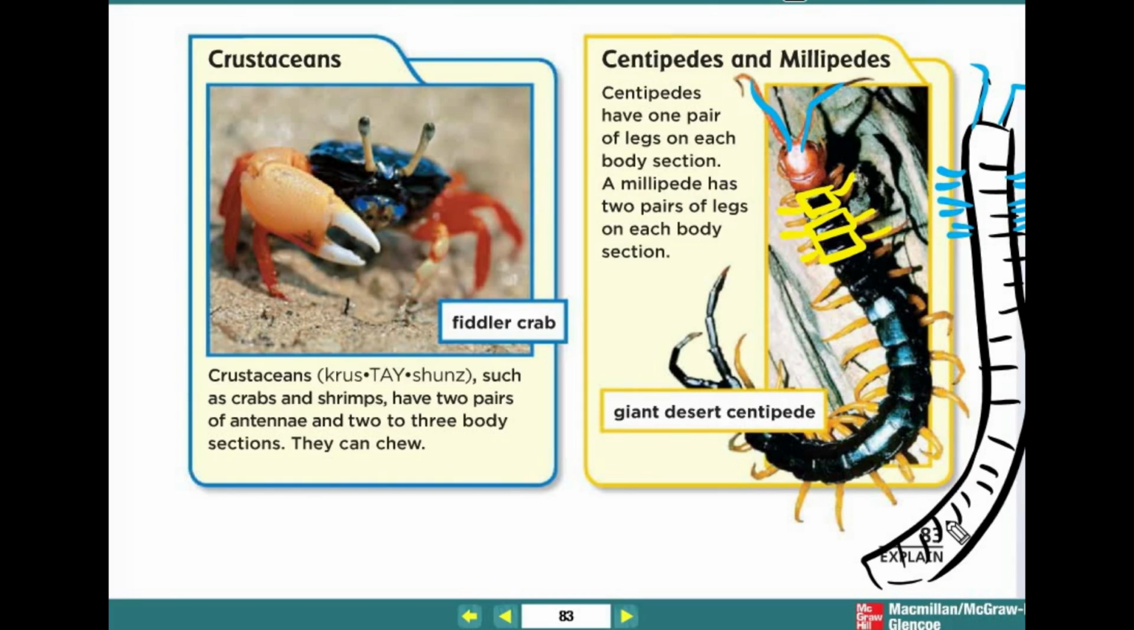The most important point to understand is that the centipede has 1 pair of legs for each section, and here we have 2 pairs of legs for each section. That is the simple information about the arthropods group. But in fact, this is a very huge group, and we would need a lot of sessions to explain more about this lovely group of the invertebrates.